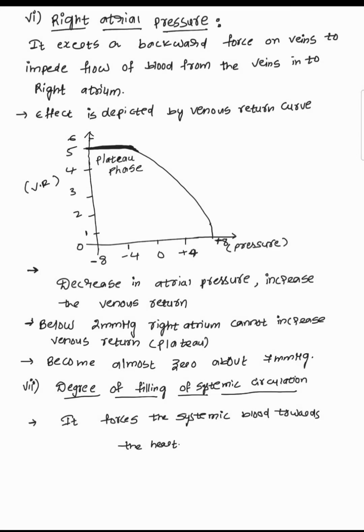right atrial pressure. See, right atrial pressure means the pressure exerted by the right atrium to impede the flow of blood coming from the veins to the right atrium, right? That flow is impeded by this right atrial pressure. That is called right atrial pressure. It exerts a backward force on the veins to impede the flow of blood from the veins into the right atrium. What we discussed, these are the lower limbs. This is the heart. The blood from this moves to the right atrium. There, the right atrium exerts a pressure such that it impedes the flow, means it stops the flow of blood from these veins to the heart, by exerting a pressure called right atrial pressure.